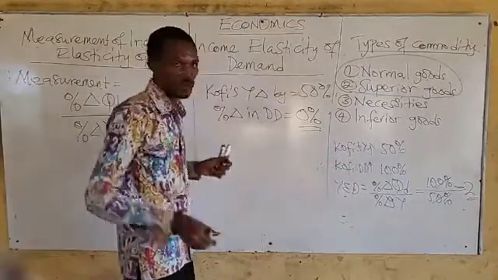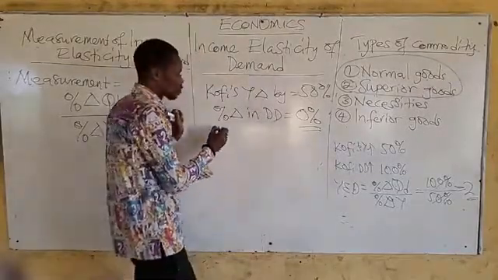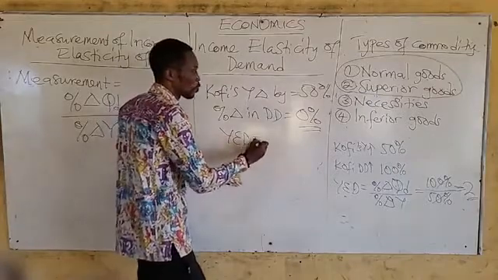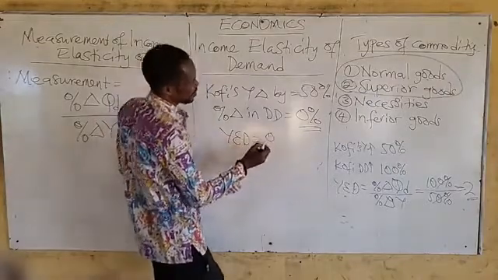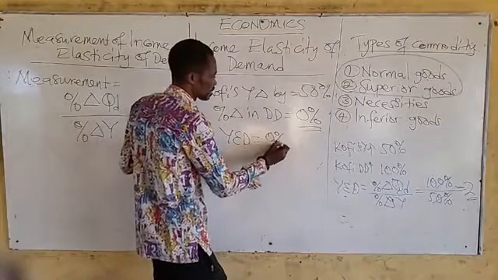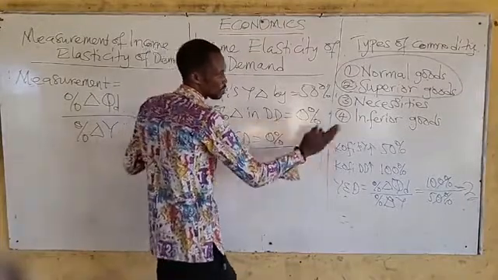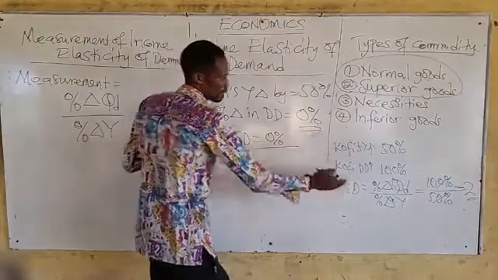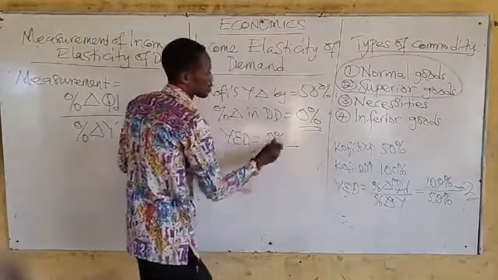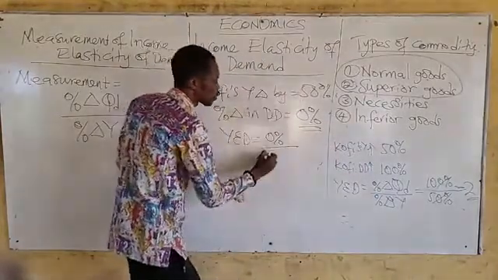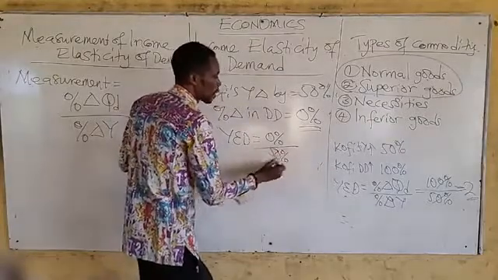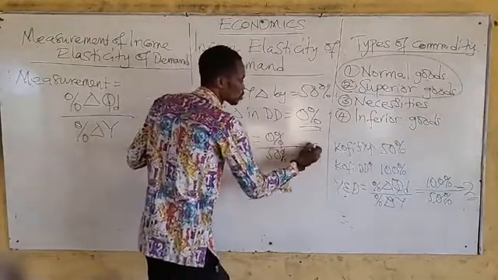So you are going to calculate the income elasticity in that case. So the income elasticity of demand for Kofi will be 0% divided, which is the percentage change in the demand. That's the formula. That is it. Percentage change in demand 0% divided by percentage change in income, which is 50%. When you cancel out this one, your answer is going to be 0.